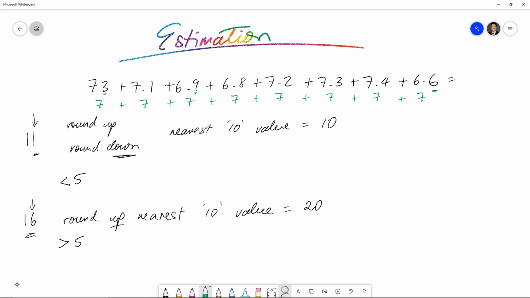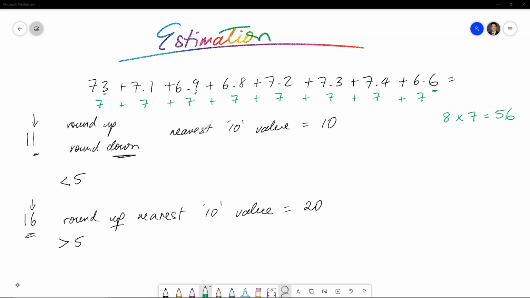Now, the good thing about this one is because they're all 7s, we can just multiply. We've got 1, 2, 3, 4, 5, 6, 7, 8, so 8 lots of 7. 8 lots of 7 is going to be 56. So that's your approximate value in terms of what the estimation is. Obviously, if you add the 0.3, 0.1, 0.9, because some are less than 7 and some are more than 7, they're going to balance each other out to some degree.